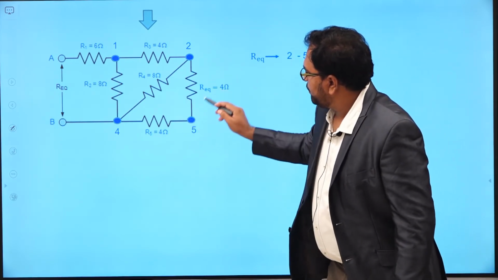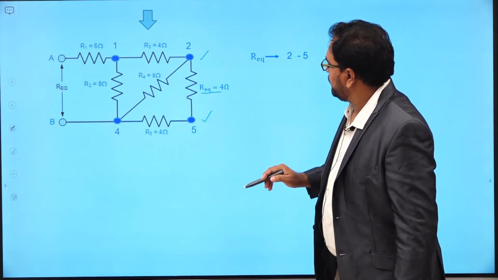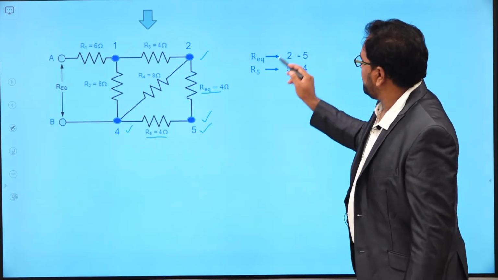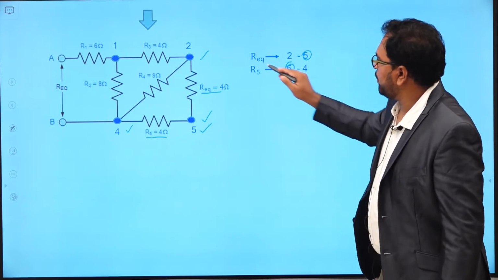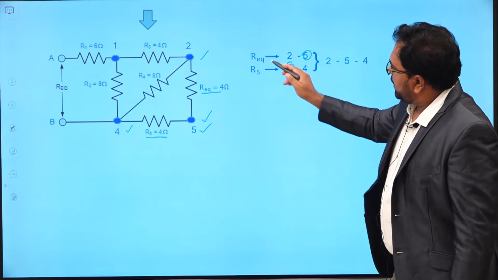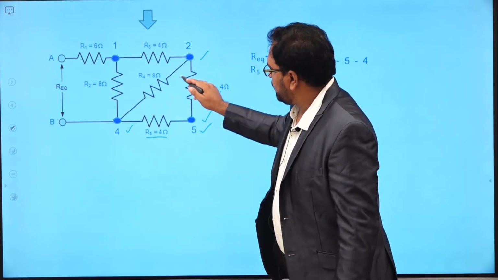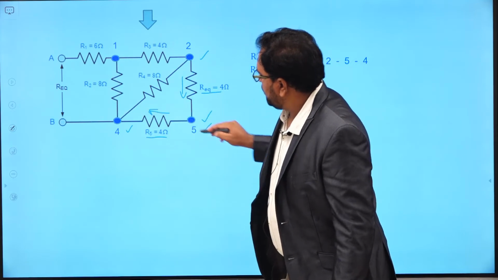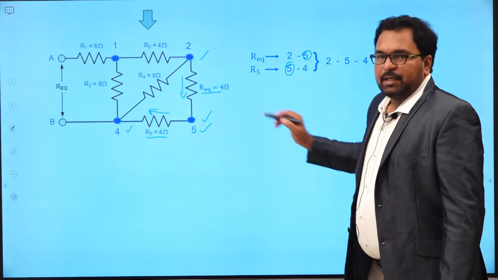Now in this circuit, this R equivalent is connected in between node 2 and node 5. And R5 is connected between node 4 and node 5. If you observe, this node 5 is common. The ending node of R equivalent is equal to the starting node of R5. Then we can say that these two resistors are connected in series. Otherwise, you can say in terms of current also. When you allow a current through R equivalent, the same current will flow through R5 also, because at node 5 there is no other element or branch connected.